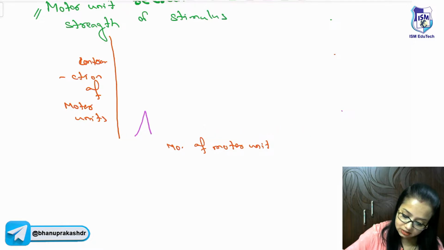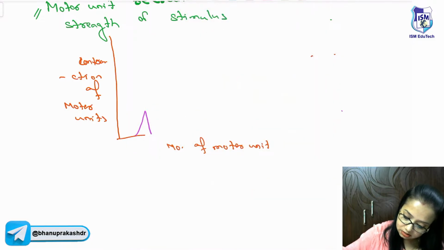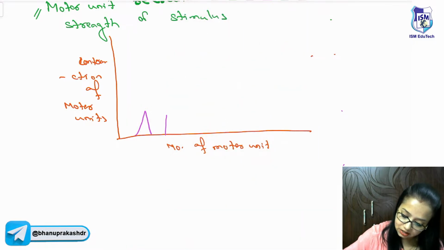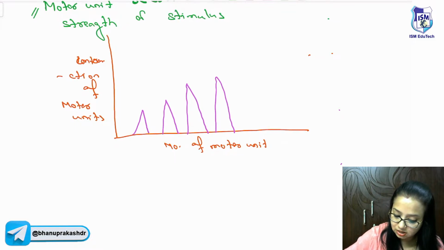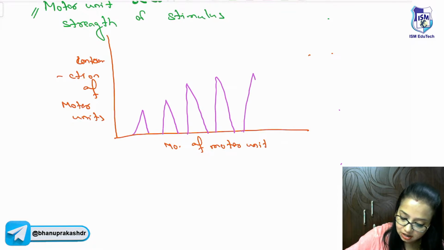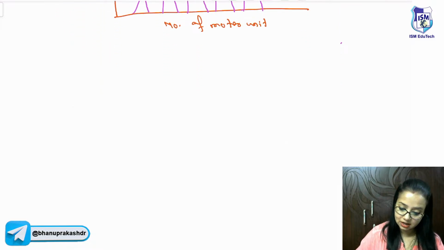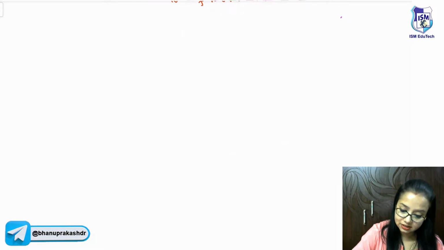Now, if we increase the stimulus, then there will be a gradual increase in the contractility. We further increase, we get more. We further increase, we get more. So like that, as long as the strength and the intensity of the stimulus is increased, the number of motor units that are recruited increases. This is another characteristic.